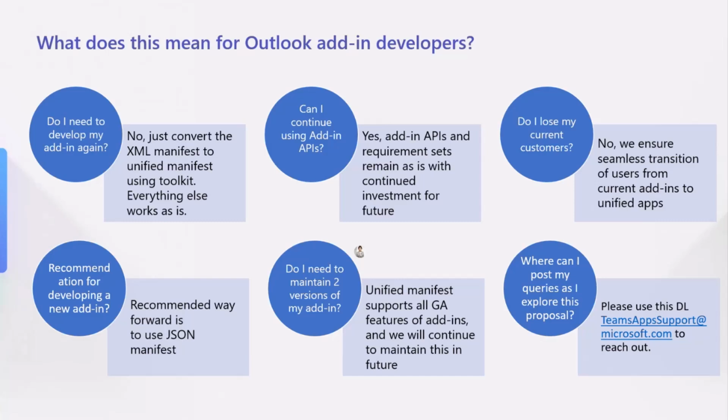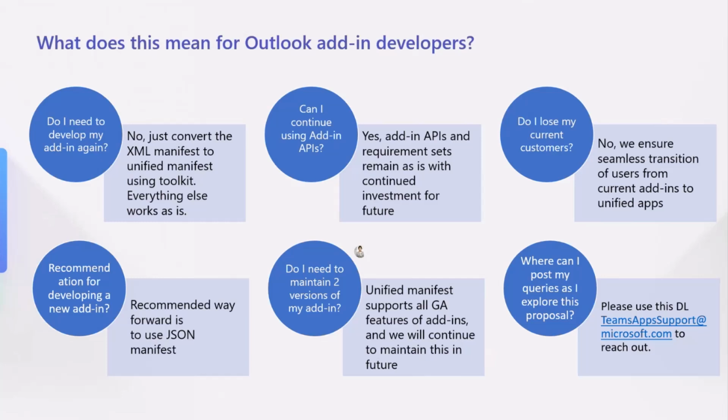Do I lose my current customers? So basically, another question is that, hey, I do have an Outlook add-in right now, which has an XML manifest. If I do this new thing, which has a JSON manifest, does that mean that my users have to go back and reinstall my add-in? And as a consequence, do I lose all the customers that I have today? The answer again to that is no. This is basically just like an update.